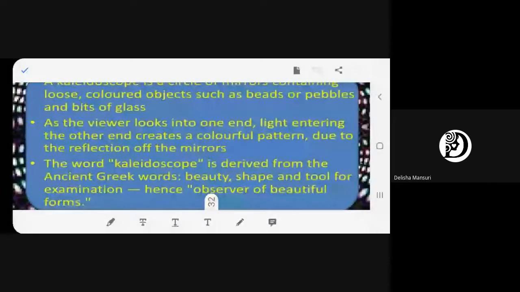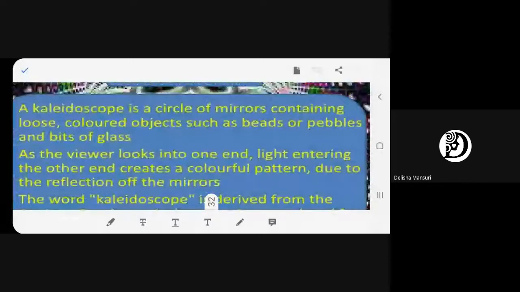What exactly is kaleidoscope? Ma'am, your voice is not coming. Now, is it okay now? Yes, ma'am, now it's coming. Yeah, since morning there's some network problem. Stay with me for some time, it will be good. Okay, ma'am. Is it fine now? Can I continue? Yes, ma'am.